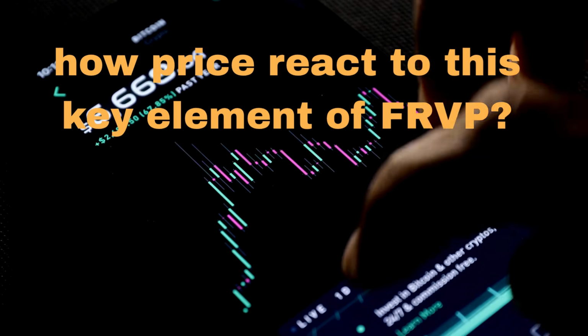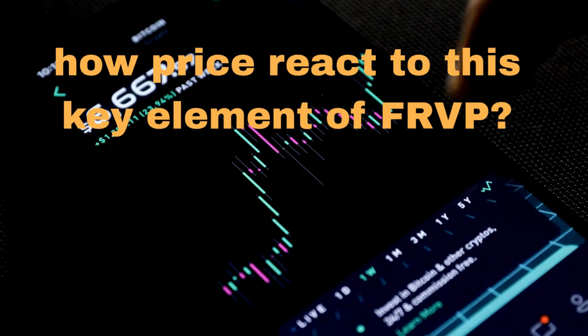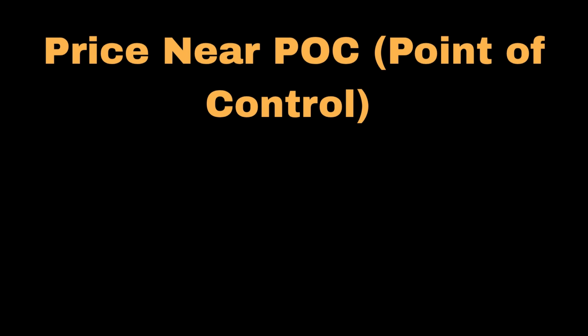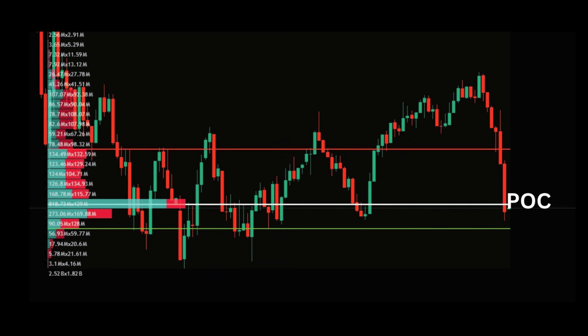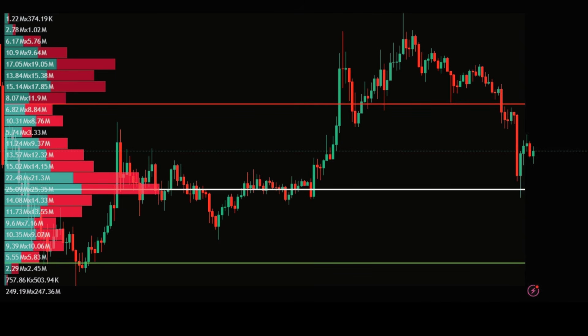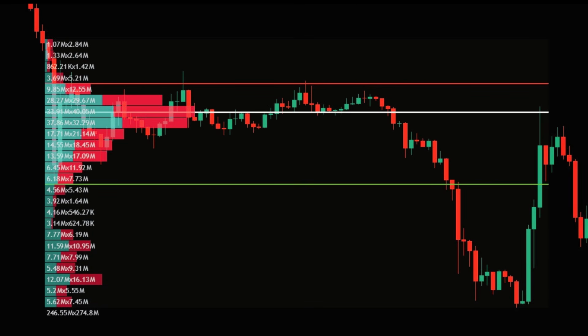Now let's understand how price reacts to these key elements of FRVP. Price near POC, point of control. When the price hovers around the POC, it indicates a balanced market where buyers and sellers agree on value. The point of control also functions as a strong reference for potential reversals and significant support or resistance. The POC can serve as a crucial pivot point for traders, presenting opportunities for trade entry or exit. For example, in an uptrend, if the price pulls back to the POC, it often finds support before continuing its upward movement. Conversely, in a downtrend, the POC can act as a strong resistance level.